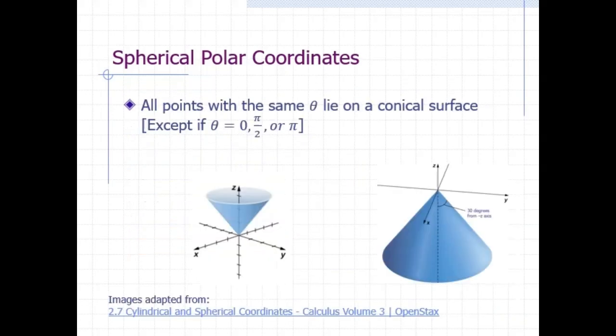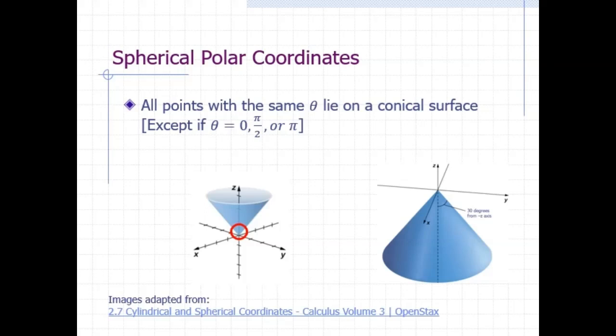All points with the same theta lie on the surface of a vertical cone, except if theta is 0, pi over 2, or pi. The tip of the cone is at the origin. Any line from the origin to any of the points on the conical surface will be at the same angle with respect to the positive z-axis.